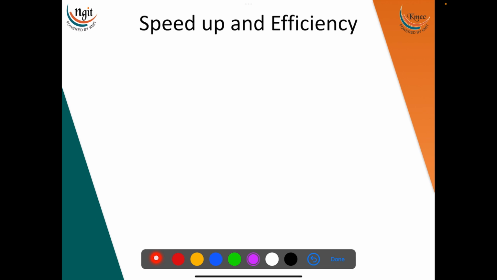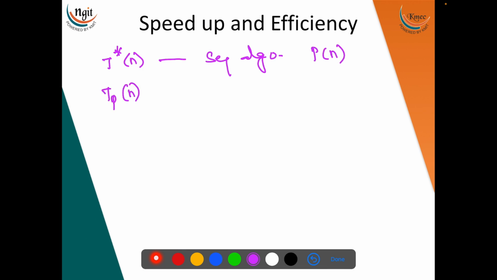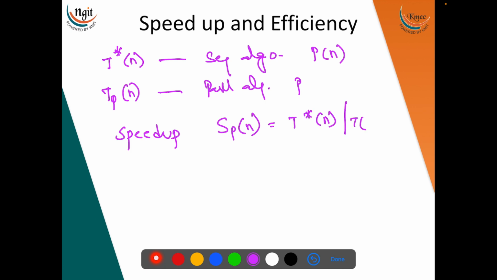Now let's calculate the speed up and efficiency of the same algorithm. Let T star of n be the time complexity of a sequential algorithm to solve a problem P of input size n. And let's consider Tp of n be the time complexity of a parallel algorithm to solve P on parallel computers with different processors. Now, the formula is what? The performance of a parallel algorithm is determined by calculating its speed up. The speed up formula is Sp of n equals T star of n divided by Tp of n.